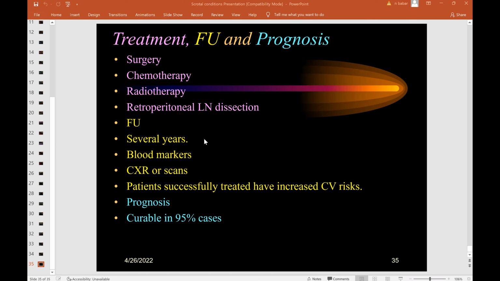Follow-up is for several years and relates to blood markers, chest X-ray for lung metastasis, or scans for lung and liver. However, patients who have been successfully treated for cancer of the testicle have increased cardiovascular risks. The prognosis is good when one looks at carcinoma in different organs. It has probably one of the best prognoses. And because of that, it is said to be curable in 95% cases.